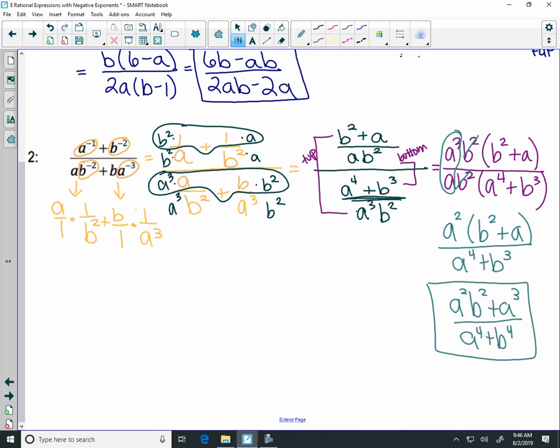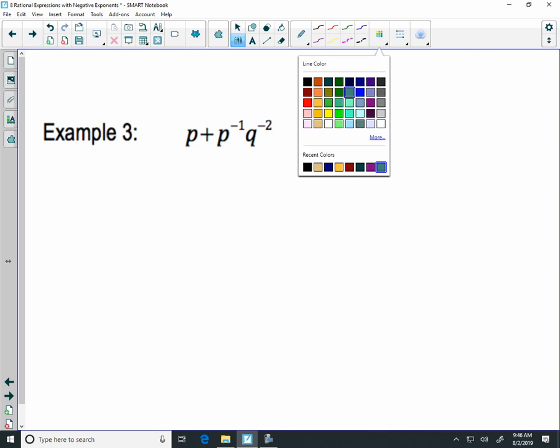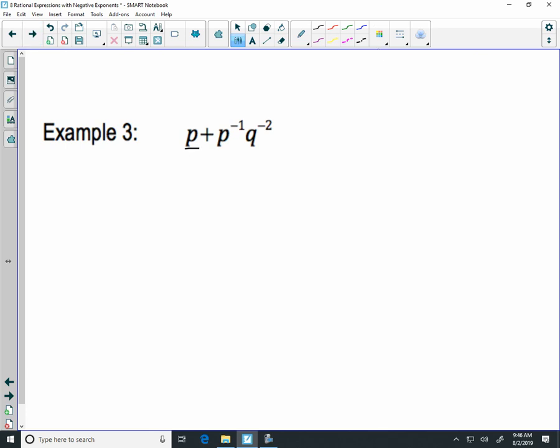All right, one more example. It's actually the quickest one of the 3 examples. We have p plus p to the negative 1 cubed to the negative 2. So, again, I like going all in on fractions. And this one is not going to be a complex fraction. It's just a fraction problem. P to the 1st is going to drop to the denominator. Q squared is going to drop to the denominator. And since nothing is up top, we need a 1.